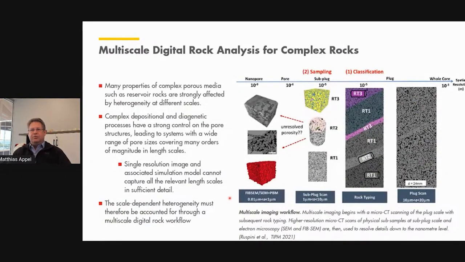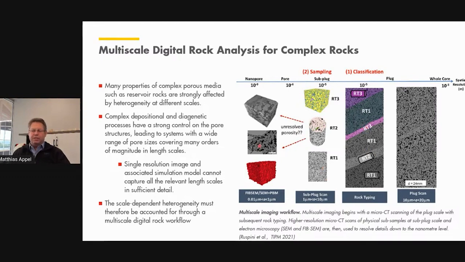That has led to workflows for multiscale imaging, and I just show, as an example here, a workflow from Ruspini, developed at Imperial College a couple of years ago and published, where, again, one starts imaging, in that case, from the right to the left here, larger scales, whole core or core plugs. The core plugs are identified with their different reservoir rock types. Then individual plugs are taken from these individual reservoir rocks, imaged at a higher resolution.